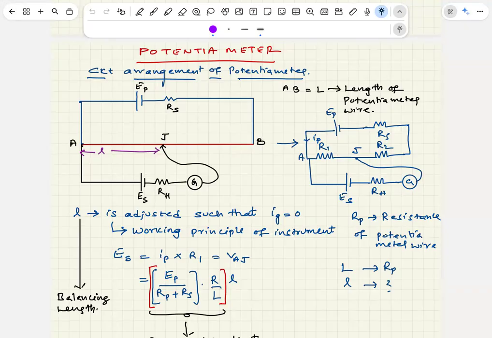The basic circuit of potentiometer contains, this is called the primary circuit, with a primary EMF source and some series resistance. So the objective of series, see, sometimes in the place of series resistance, you may use a rheostat also. You already know what is the objective of rheostat. What is the objective of rheostat?